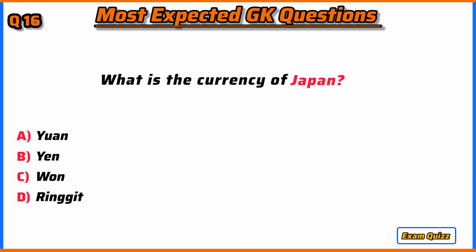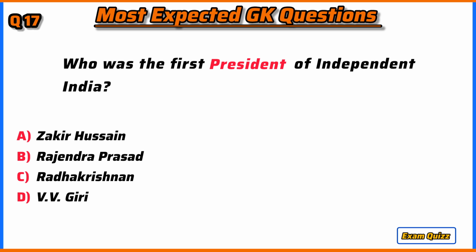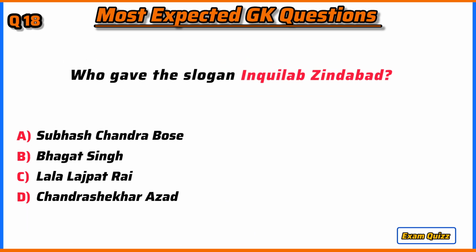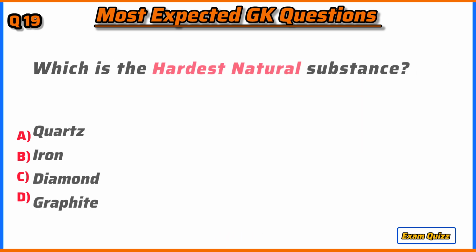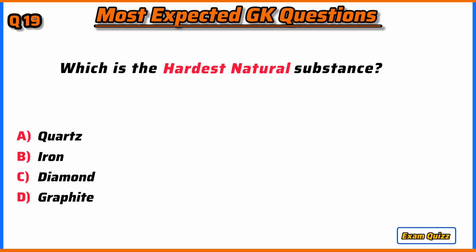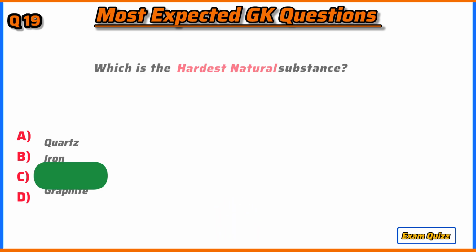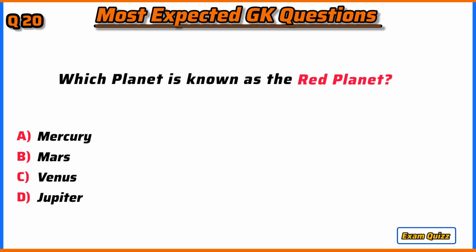What is the currency of Japan? Who was the first president of independent India? Who gave the slogan Inqilab Jindabad? Which is the hardest natural substance? Which planet is known as the red planet?